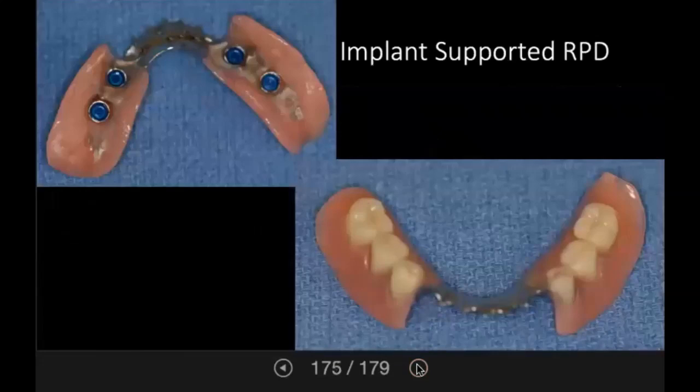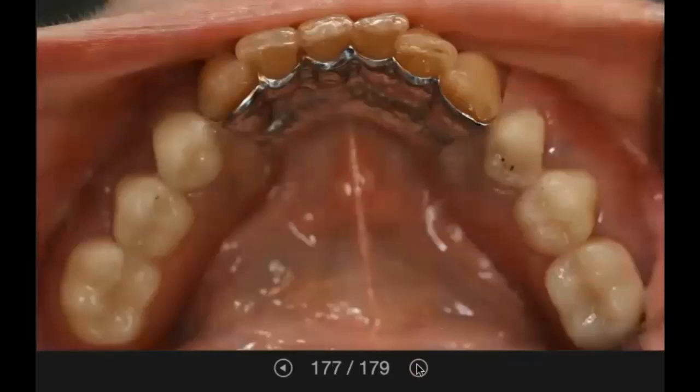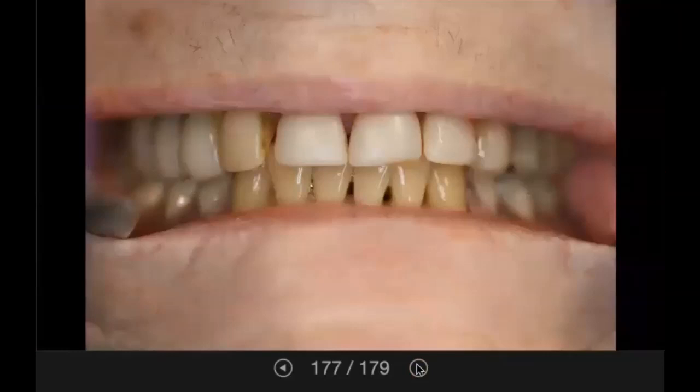The pre-existing mandibular RPD is retrofitted to accept locator attachments. The locator abutments are in place. The RPD with increased retention and improved comfort is in position. And in the end, we have a very happy patient with increased comfort and increased stability to her mandibular removable RPD thanks to locator attachments.